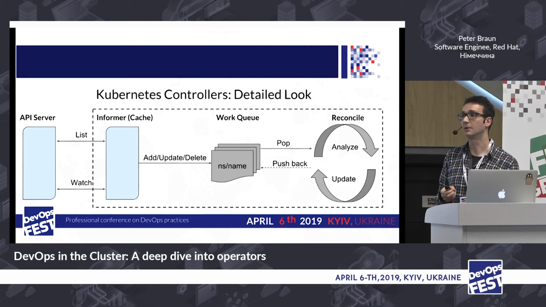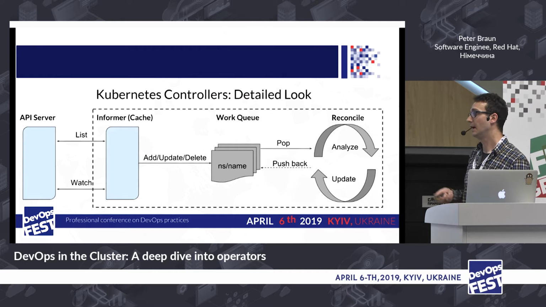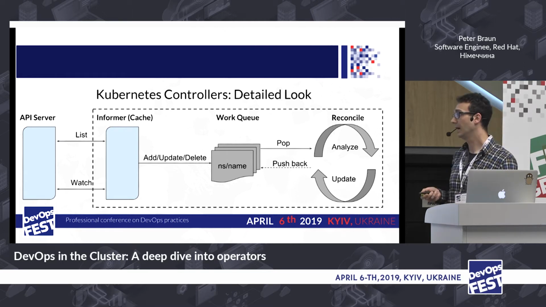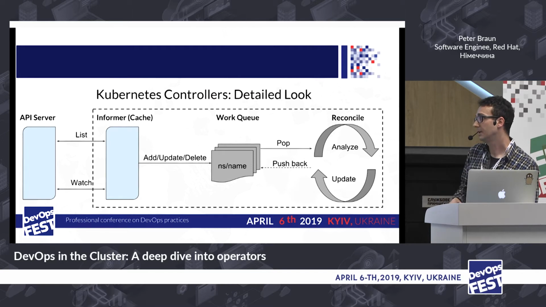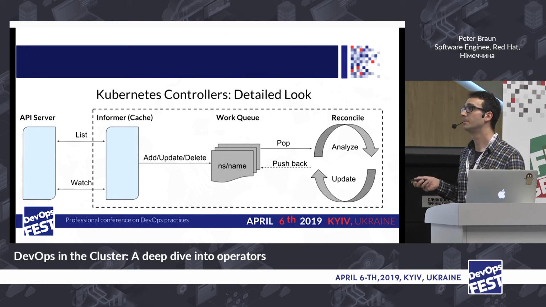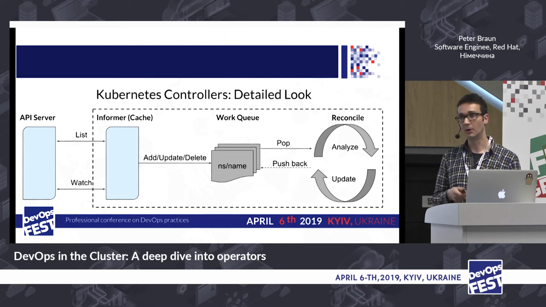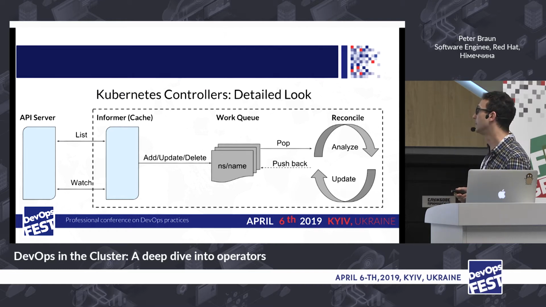all the resources that the controller is interested in, and it then sets up a watch. So the API server will notify the informer whenever one of those resources changes. And the informer, on the other hand, just passes the resource that has changed and puts it on a work queue. The work queue is a queue that the controller uses to take the next action item or the next resource it has to process.